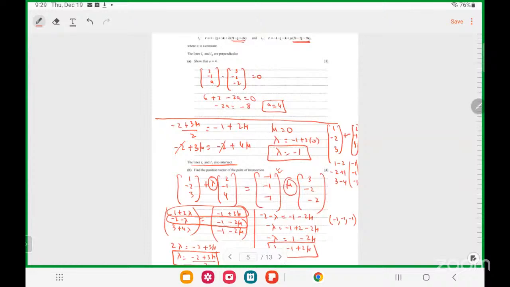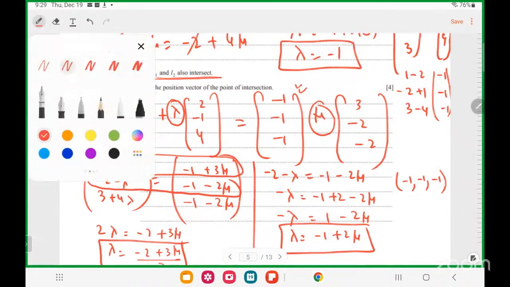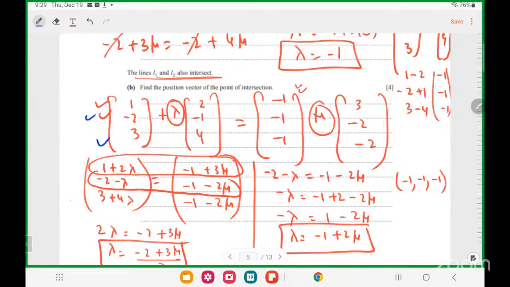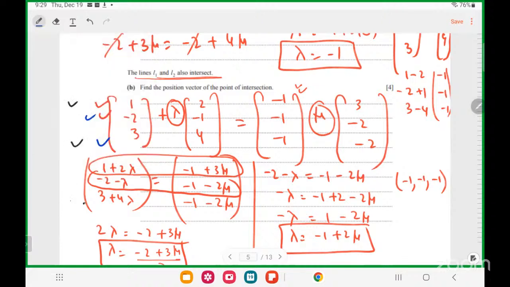We can do any of the three equations. That means we can solve these two, or these two, or these two. Solve any two which you find convenient and substitute in the third to ensure that the lines are intersecting. It does not make a difference in which order you go, use any that you find convenient.